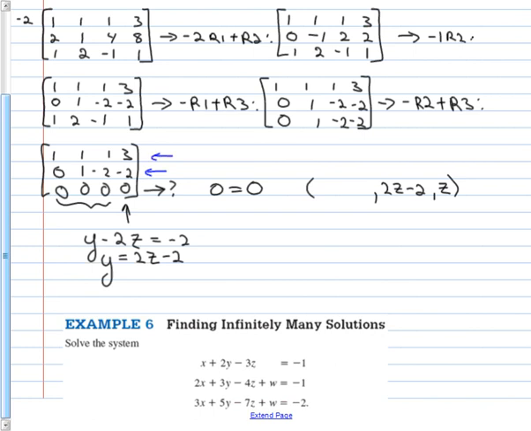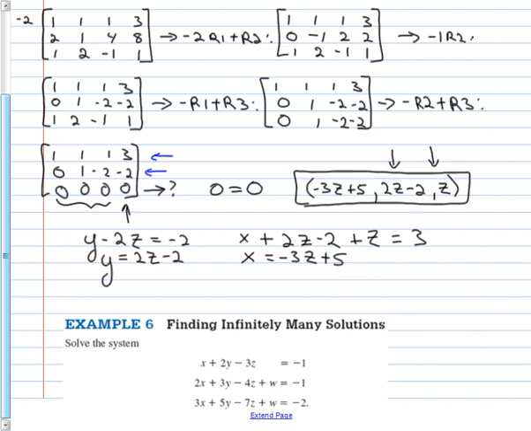I have 1x plus 1y, and what is y? 2z minus 2. Plus 1z, and what is z? Z. And it equals 3. I'm substituting z for z, 2z minus 2 for y, solving for x. Well, x equals 2z and z are 3z, which if I moved over, negative 3z. Add the 2, plus 5. That's what x is, negative 3z plus 5.